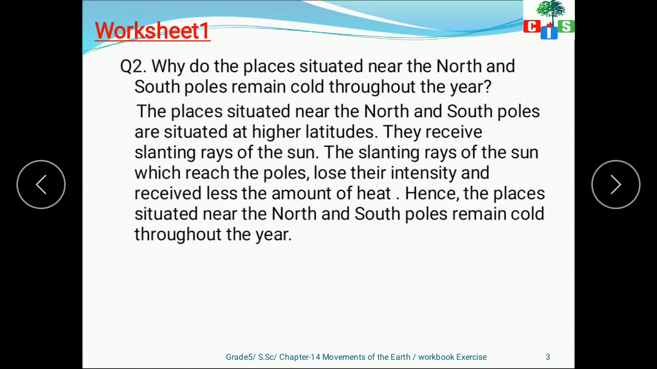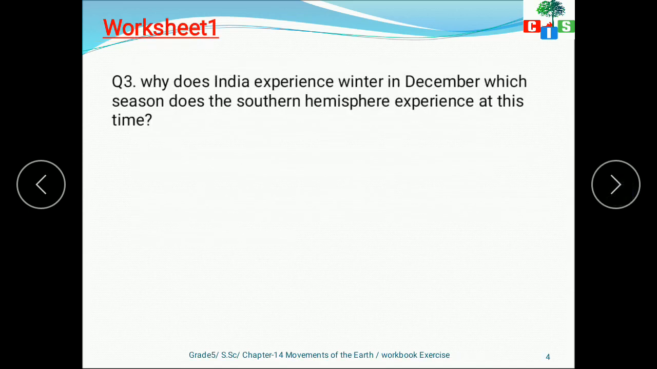The places situated near the north and south poles are situated at higher latitude. That is the first reason. And they receive slanting rays of sun. Now these slanting rays of sun which reach the pole lose their intensity and receive less heat. Hence, the places situated near north and south poles remain cold throughout the year. Okay. Now let's see the third question.